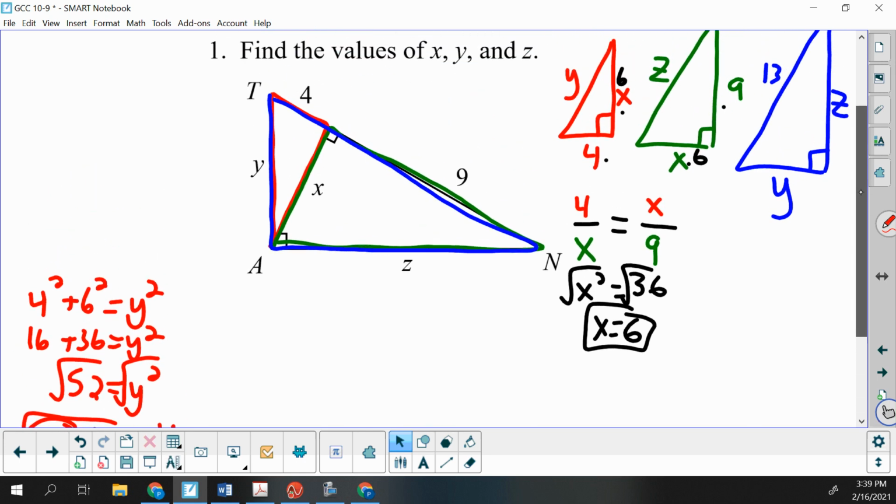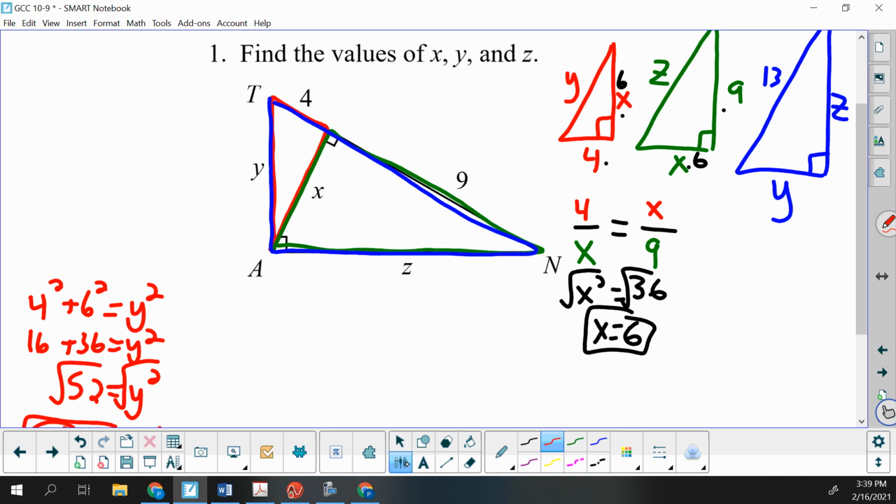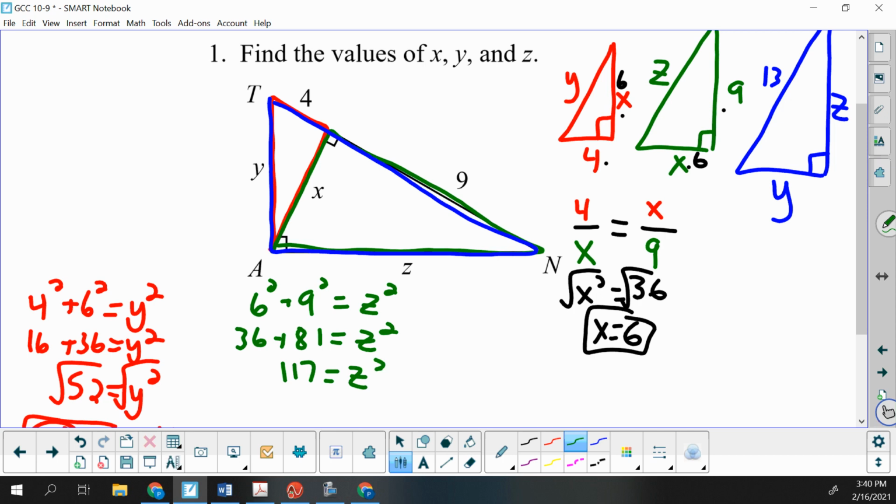Well, if we go to our green triangle, we can do a Pythagorean theorem for that one, because we have the 6 for x, the 9, and the z. So I have 6 squared plus 9 squared equals z squared. This is 36 plus 81 equals z squared. If we add those up, we'll get 117 equals z squared.